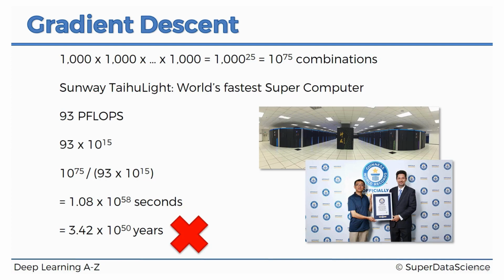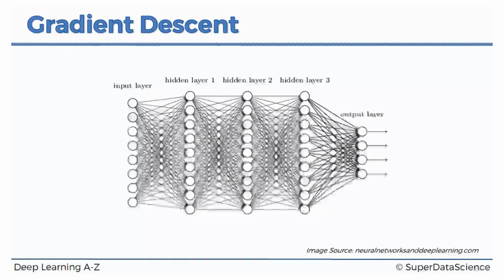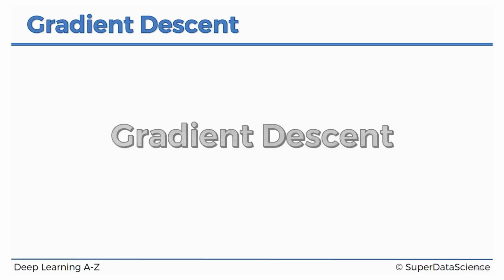How are we going to find the optimal weights? By the way, our neural network was very simple. What if the neural network looks something like this, or even greater than that? Then it's just not going to happen at all, ever. So the method we're going to be looking at is called gradient descent, and you may have heard of it already. If not, we will find out what it is right now.